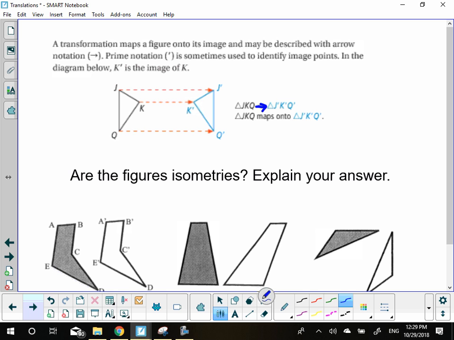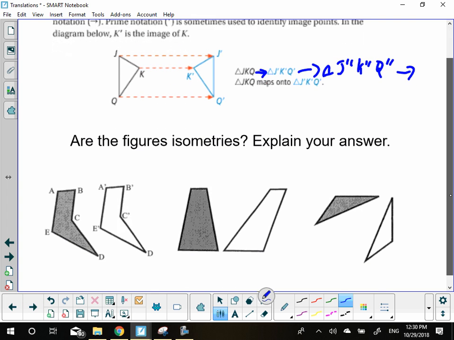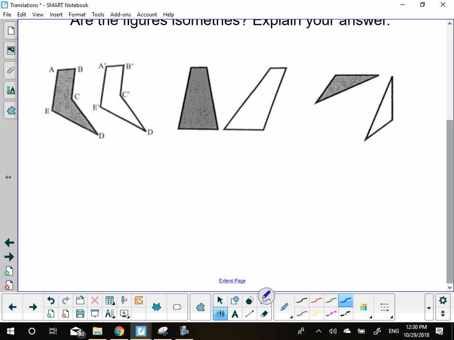You can keep this going if you want and do another one. So let's say we just translated four units to the right. Now we want to translate five units more to the right or something. You can keep going and just add more primes to it. So you say maps onto J double prime, K double prime, Q double prime, and you just keep on going, adding more primes as you go along. Later on, next week, we're going to talk about composition, where you're going to be doing multiple steps. But just thinking about isometries, the figures are going to be congruent.